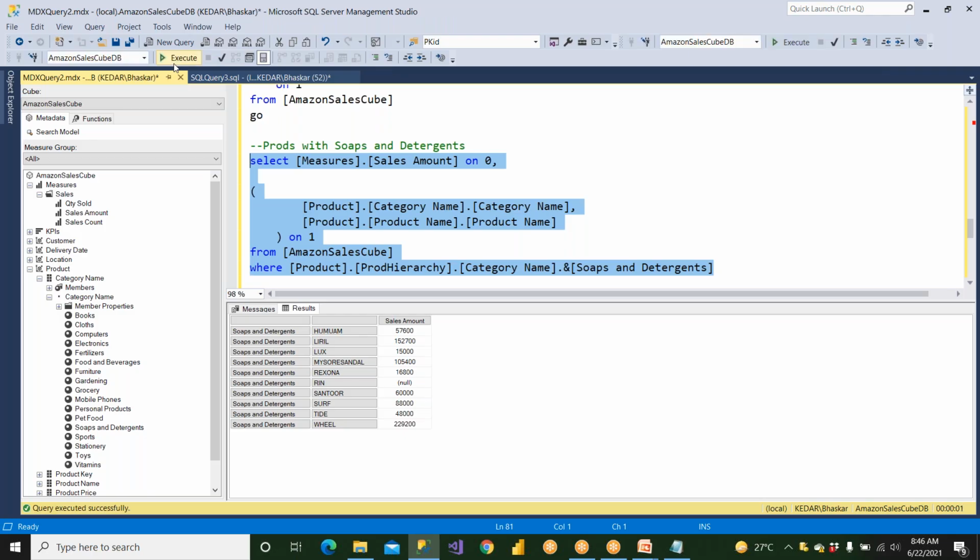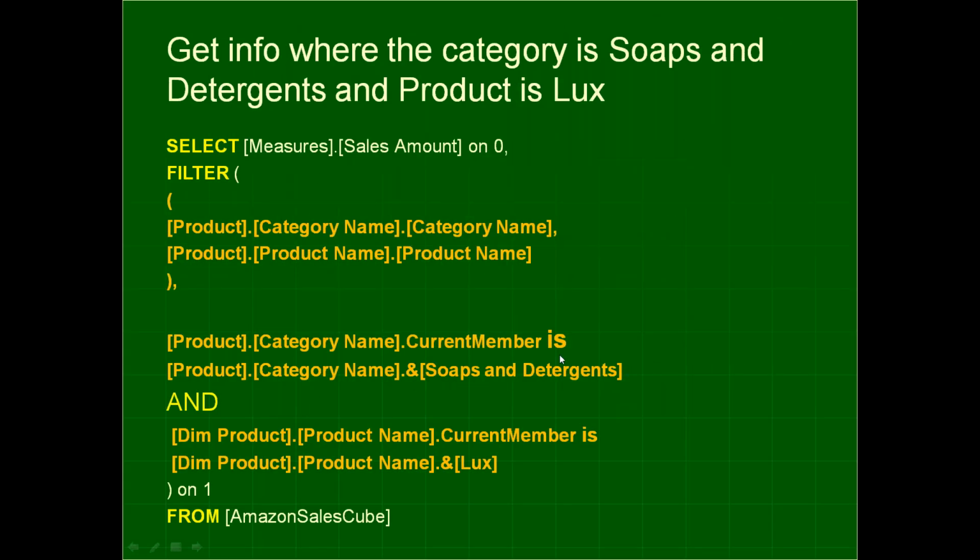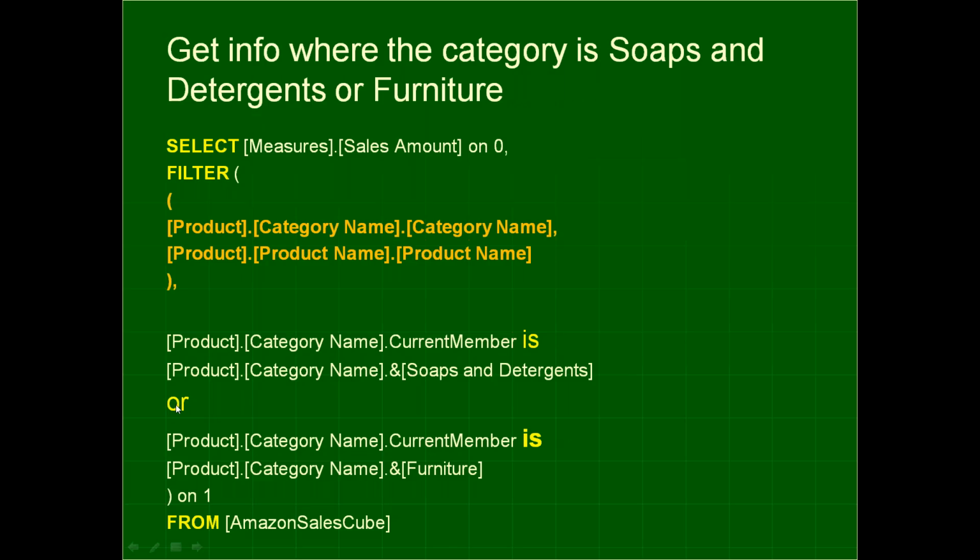You should also be able to filter this and this. Clear? Now I would like to apply two conditions, okay? Either an and condition, or we can also have an or condition. So the current member may be detergents, or the current member may be furniture. If you want to put an and clause or an or clause, you must definitely use filtering. Clear? It may be detergents, or it may be furniture, or detergents and furniture. This kind of categories: you will be able to get info where the category is soaps and detergents, or soaps and detergents or furniture, this category or that category.